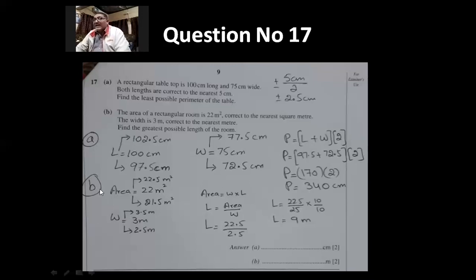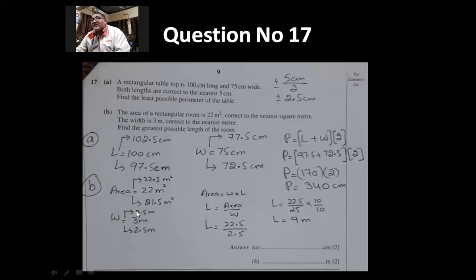Okay, so now the area is given, that's 22 square meters, and that is correct to 1 square meter. So divide 1 square meter by 2, you get 0.5 square meter. So add this value 0.5 to the measurement of the area, you get the upper bound. So 22.5 will be the upper bound of the area. The lower bound of the area is 22 minus 0.5, and you get 21.5 square meters.